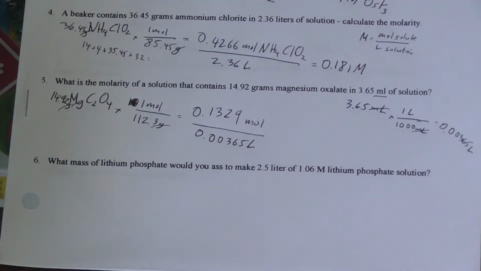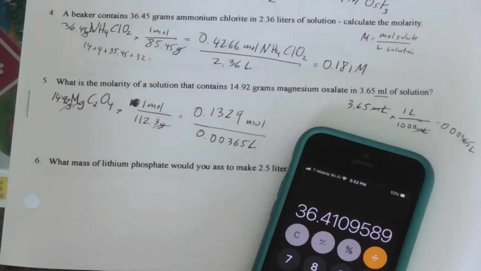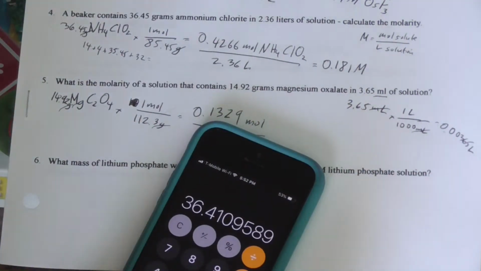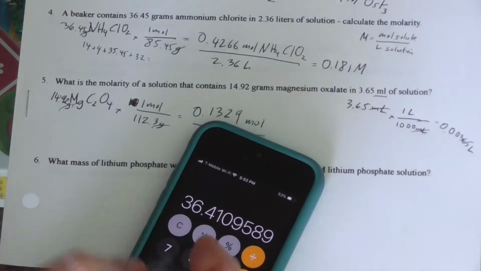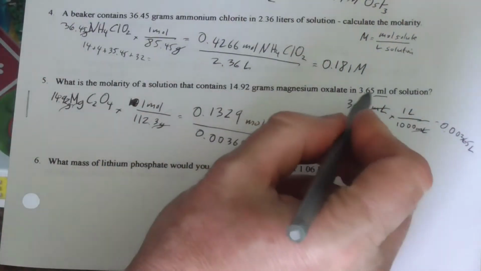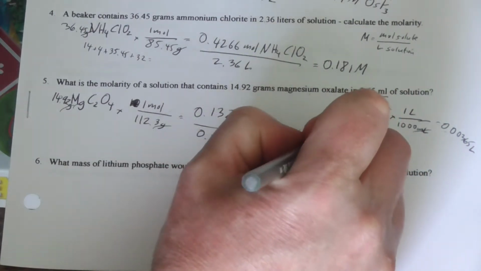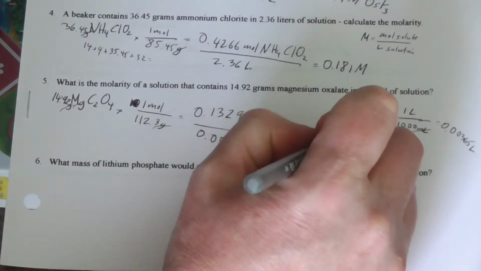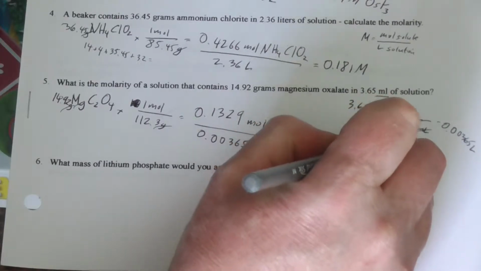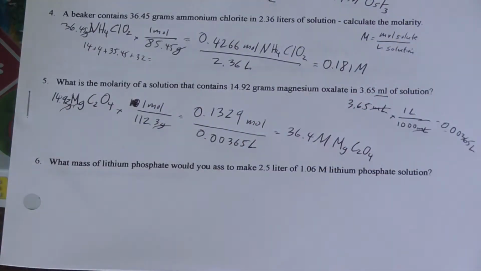And it's going to be a fairly large number, which is 36.4, keeping to the lowest number, 36.4 molar magnesium oxalate solution. Okay, so these are fairly straightforward.